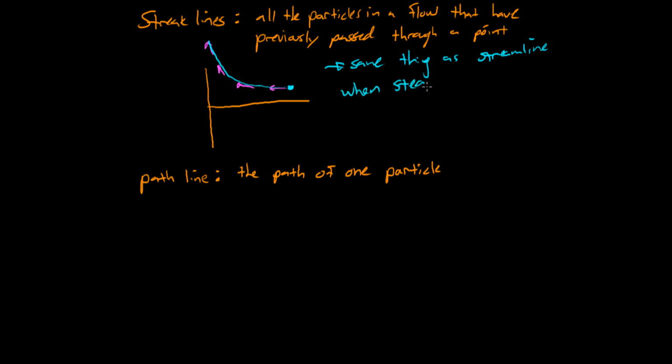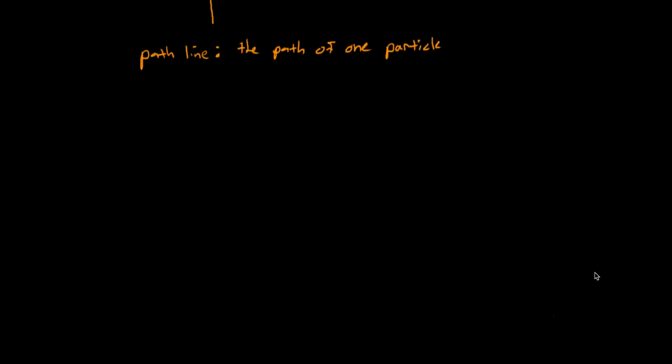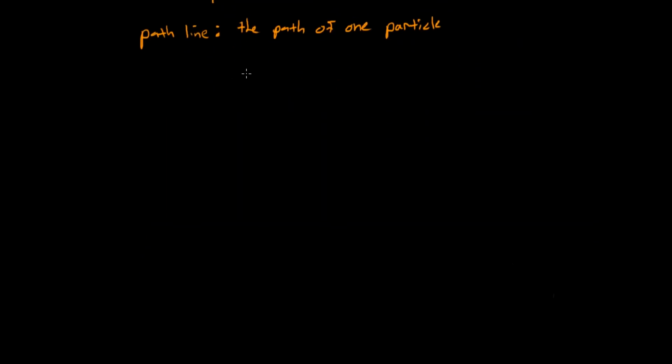When steady. I'll show you an example in just a minute that clarifies what I mean here when it's not steady. A path line, once again, is also the same as a streamline when steady. But when they're unsteady, they're different.